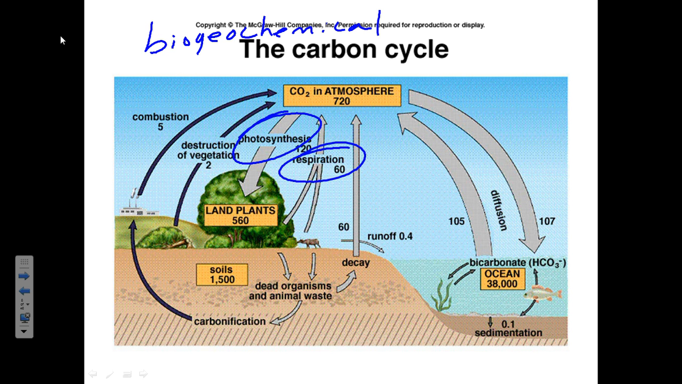It's taking it from where? From the air, and using it to make what? Organic molecules, like sugars, right? It's taking it out of the air and using it to make organic stuff, like sugars. Cell respiration, on the other hand, takes it from where? From the sugar, from the organic compound, and essentially does what to that organic compound?